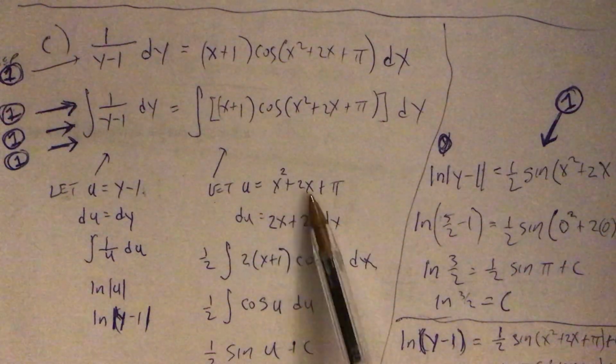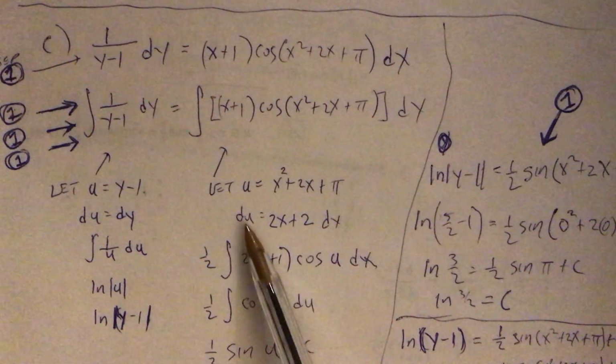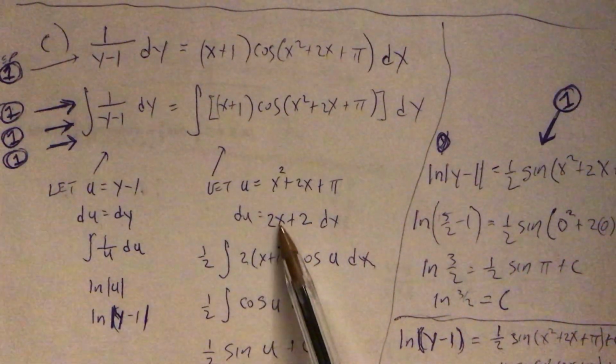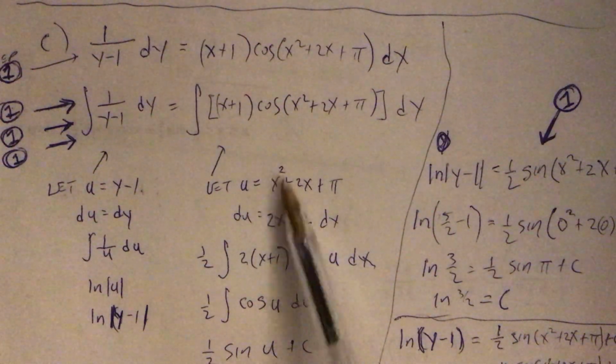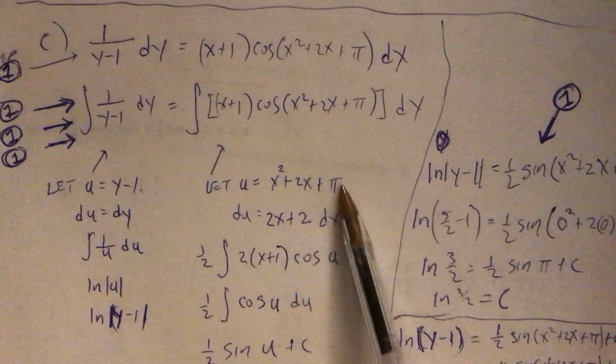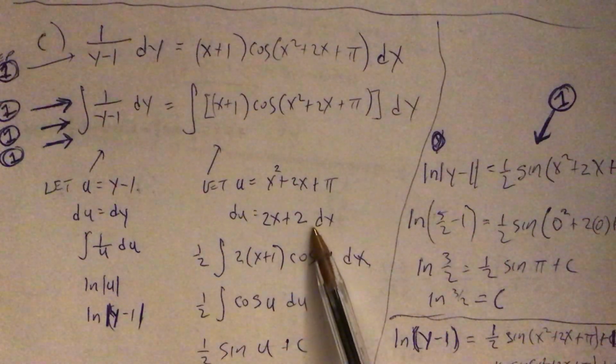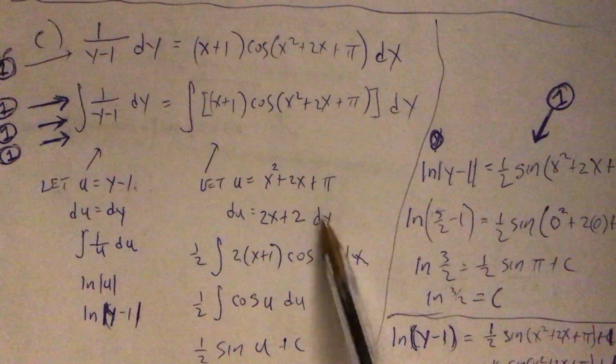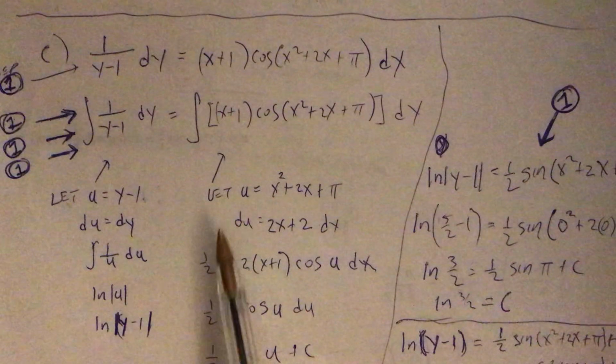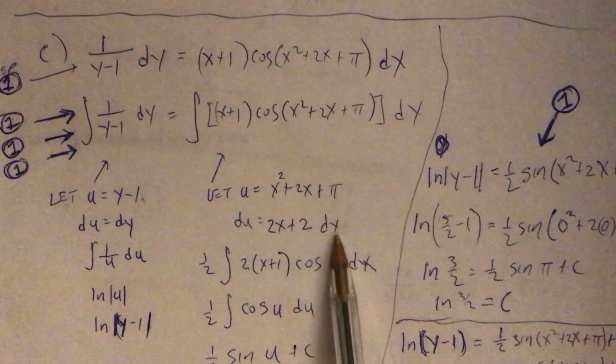So u is x squared plus 2x plus pi. Du is the derivative of that, which is 2x. So this thing gives you 2x. This thing gives you 2. Pi is a number, so pi's derivative is 0. And then you have to spit out the little dx. All right, so du is 2x plus 2 dx.